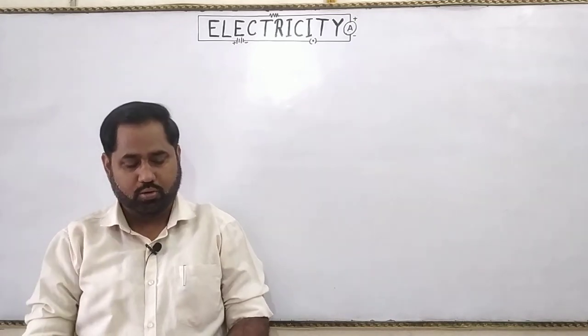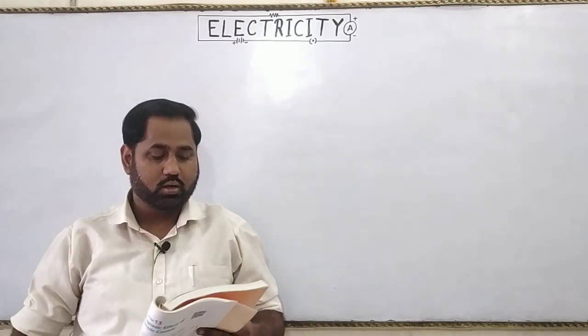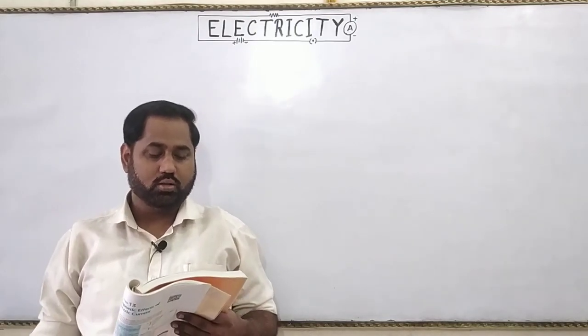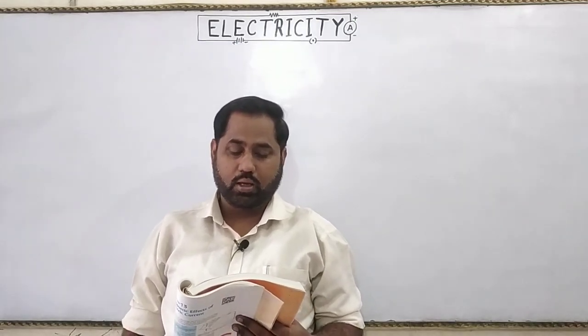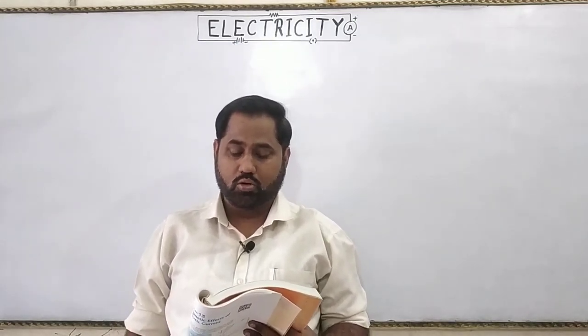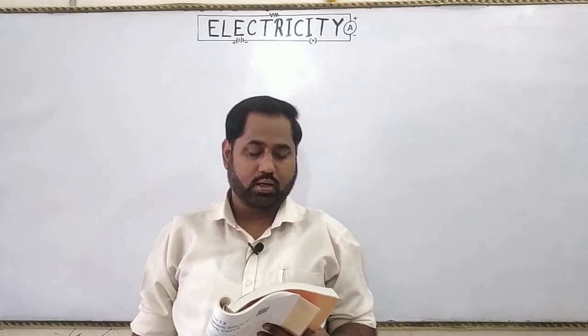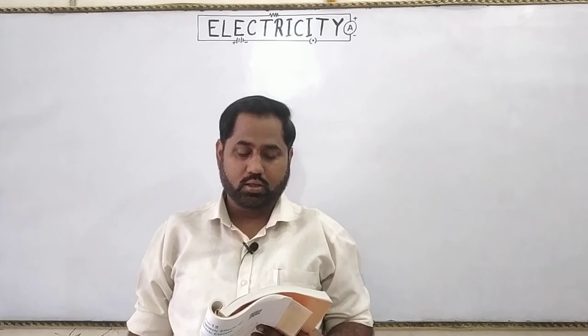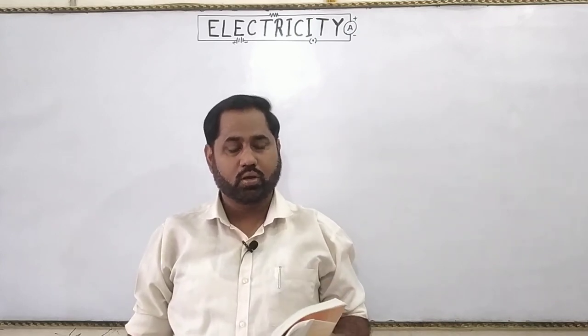Now come to question number 15. Question 15 says: two lamps, one rated 100 watt with a power supply of 220 volt, and the other rated 60 watt with a power supply of 220 volt, are connected in parallel to the electric mains supply. What is the current drawn from the line if the supply voltage is 220 volt?